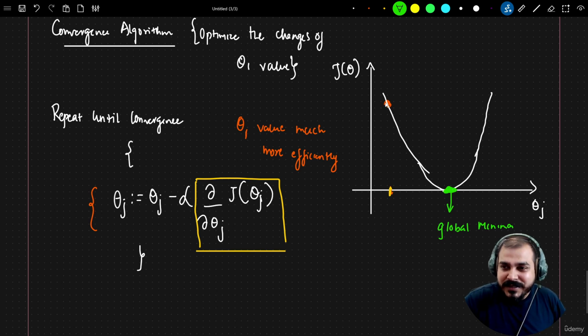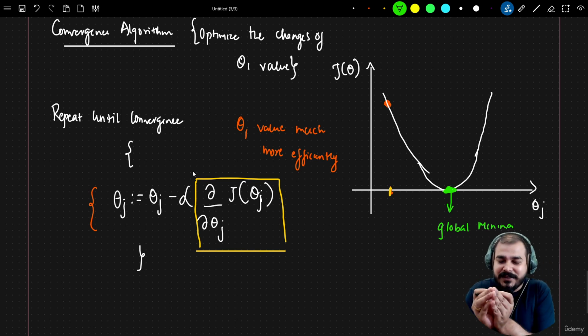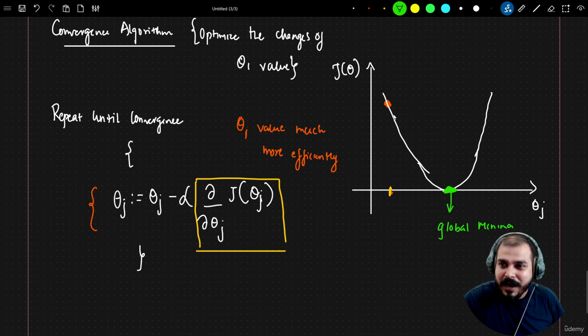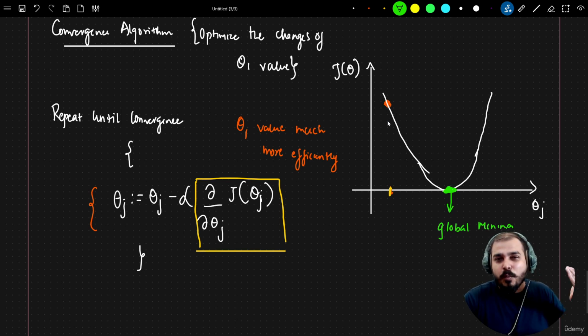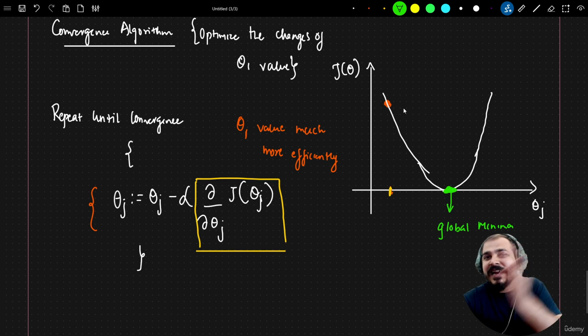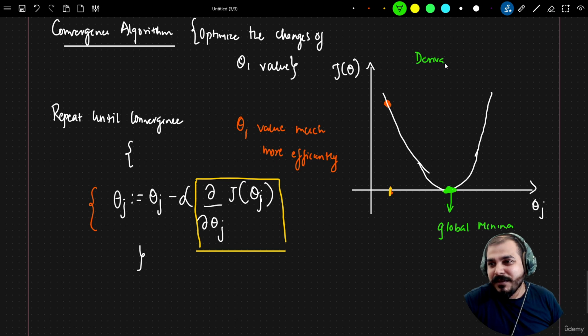Now, as soon as it comes over here, the derivative of J of theta with respect to theta j is nothing but we are trying to calculate the slope at this particular point. That is what derivative specifies. Now in this particular case, how do we understand what is the derivative of this value? In order to find the derivative, one important thing you need to find out is whether this is a positive slope or negative slope, because derivative is nothing but we are trying to calculate the slope.